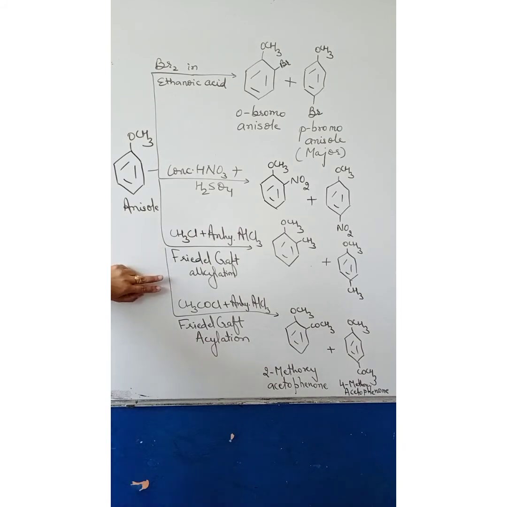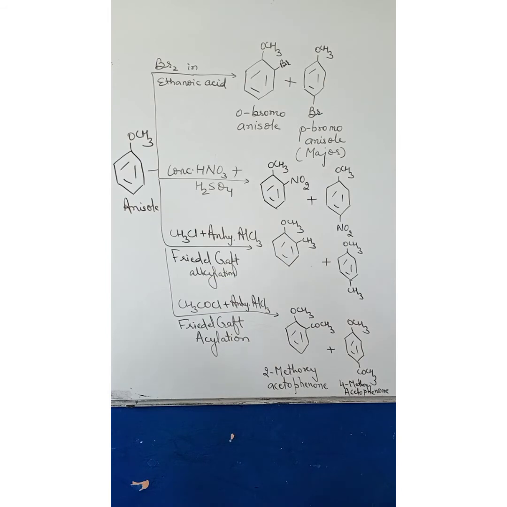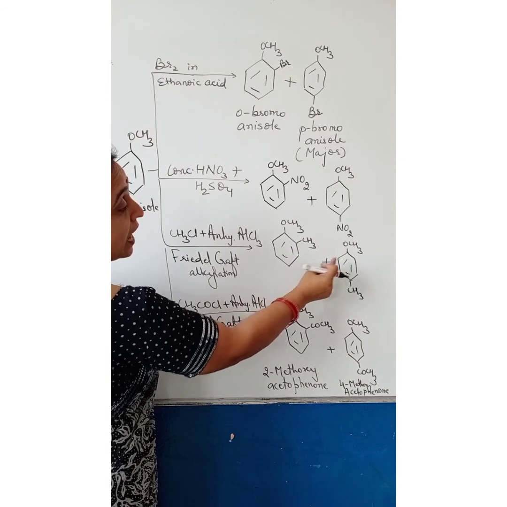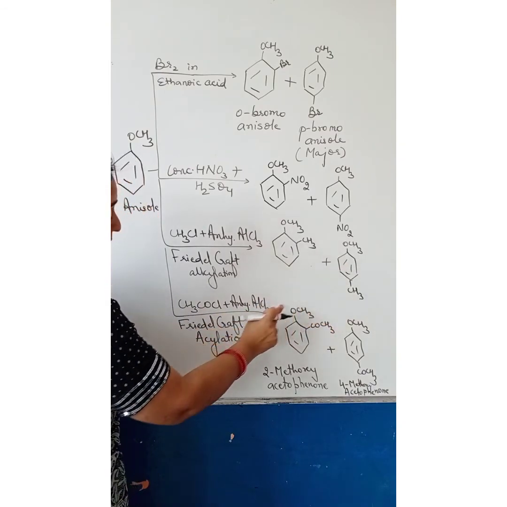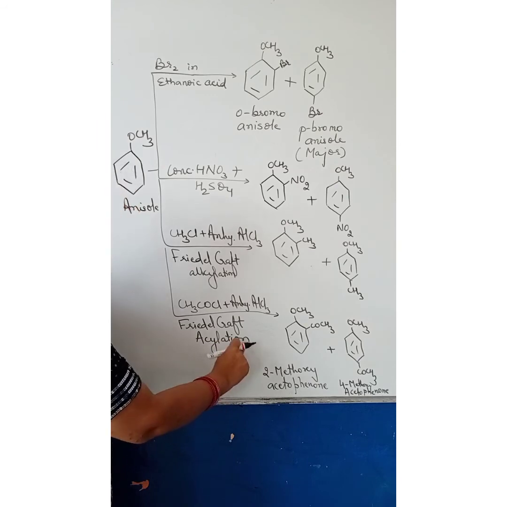We can carry out Friedel-Crafts alkylation and Friedel-Crafts acylation. In Friedel-Crafts alkylation, an alkyl group is introduced in the benzene ring. So when anisole is treated with a mixture of CH3Cl and anhydrous AlCl3, we get 2-methylanisole and 4-methylanisole. Similarly, we can carry out Friedel-Crafts acylation.